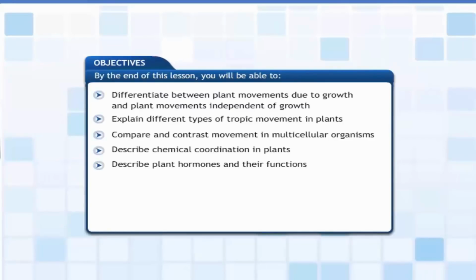In this lesson, you will learn about the types of coordination in plants. At the end of this lesson, you will be able to differentiate between plant movements due to growth and plant movements independent of growth, explain different types of tropic movement in plants, compare and contrast movement in multicellular organisms, describe chemical coordination in plants, describe plant hormones and their functions.